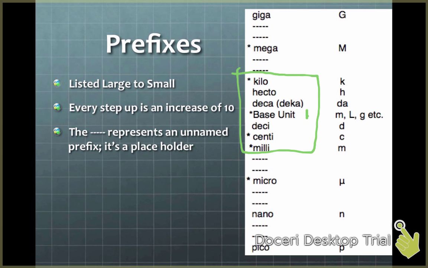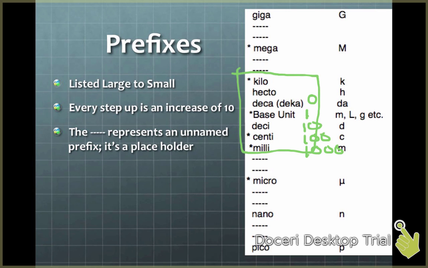Okay, as we go down, we just add a 0. So that means there are 10 decimeters, 100 centimeters, and 1,000 millimeters. So I just add a 0 as I go down. You add a 0 in the other direction as you go up.